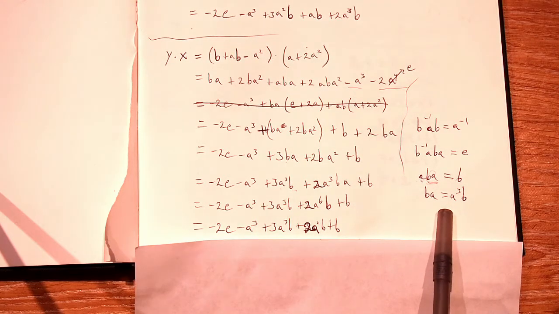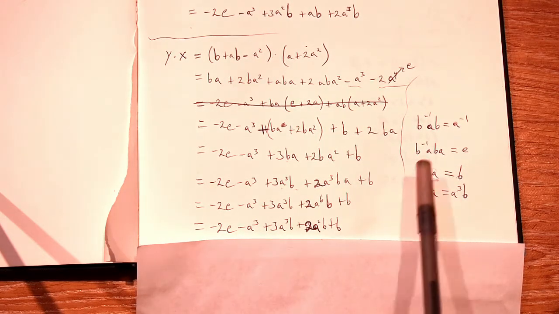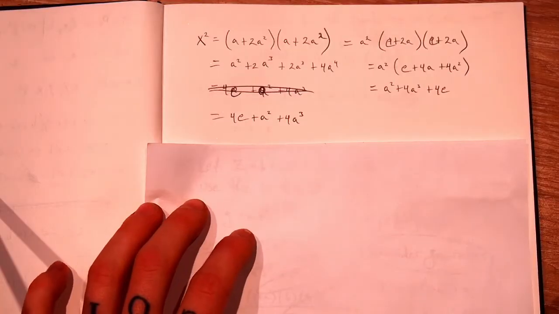So that was the trick. That was the thing I got stuck on for a second, but then I played around with it and was able to simplify these products. And the last product I looked at was just x squared.